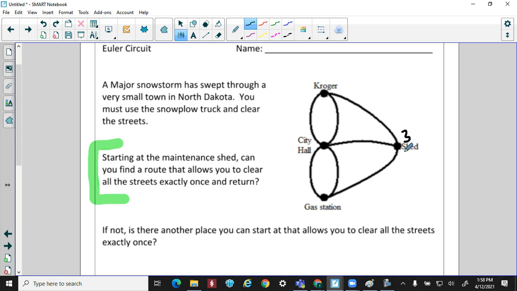Right then and there, because this one vertex has an odd degree, I already know that no, I cannot make an Euler circuit out of that. So we're almost designed to fail to get started.